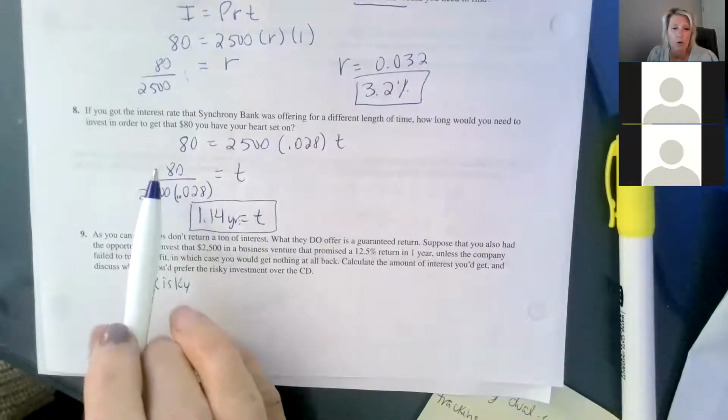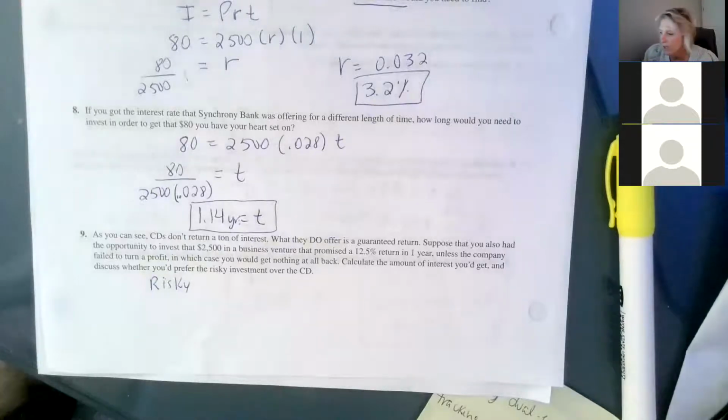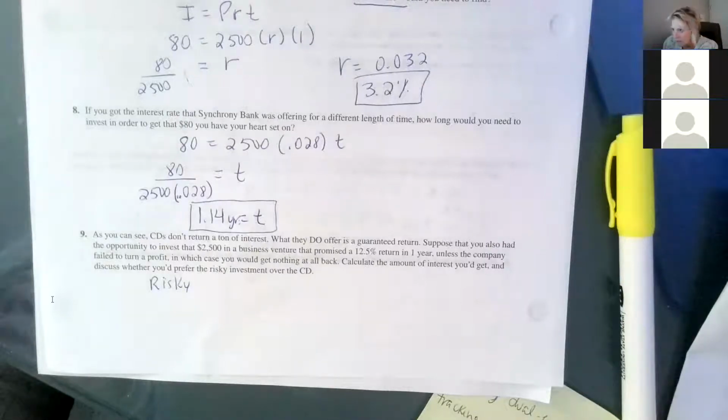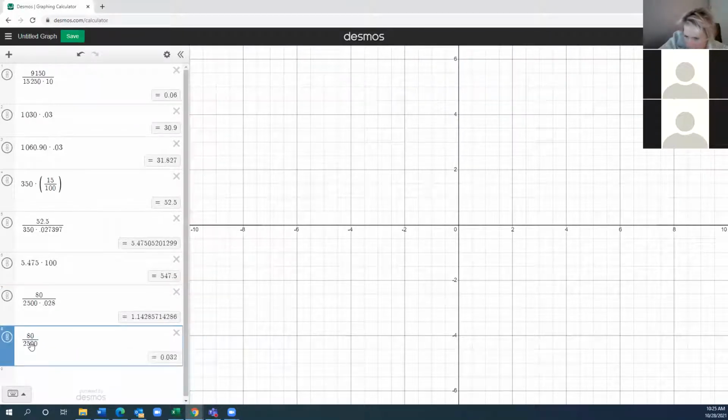Oh, so your calculator might be looking like 80 times 2,500 or 80 divided by... I'm going to share my Desmos screen for a minute. And that's a good question, because I think sometimes the way students type it in, they type 80 divided by 2,500, and then they say times 0.028.